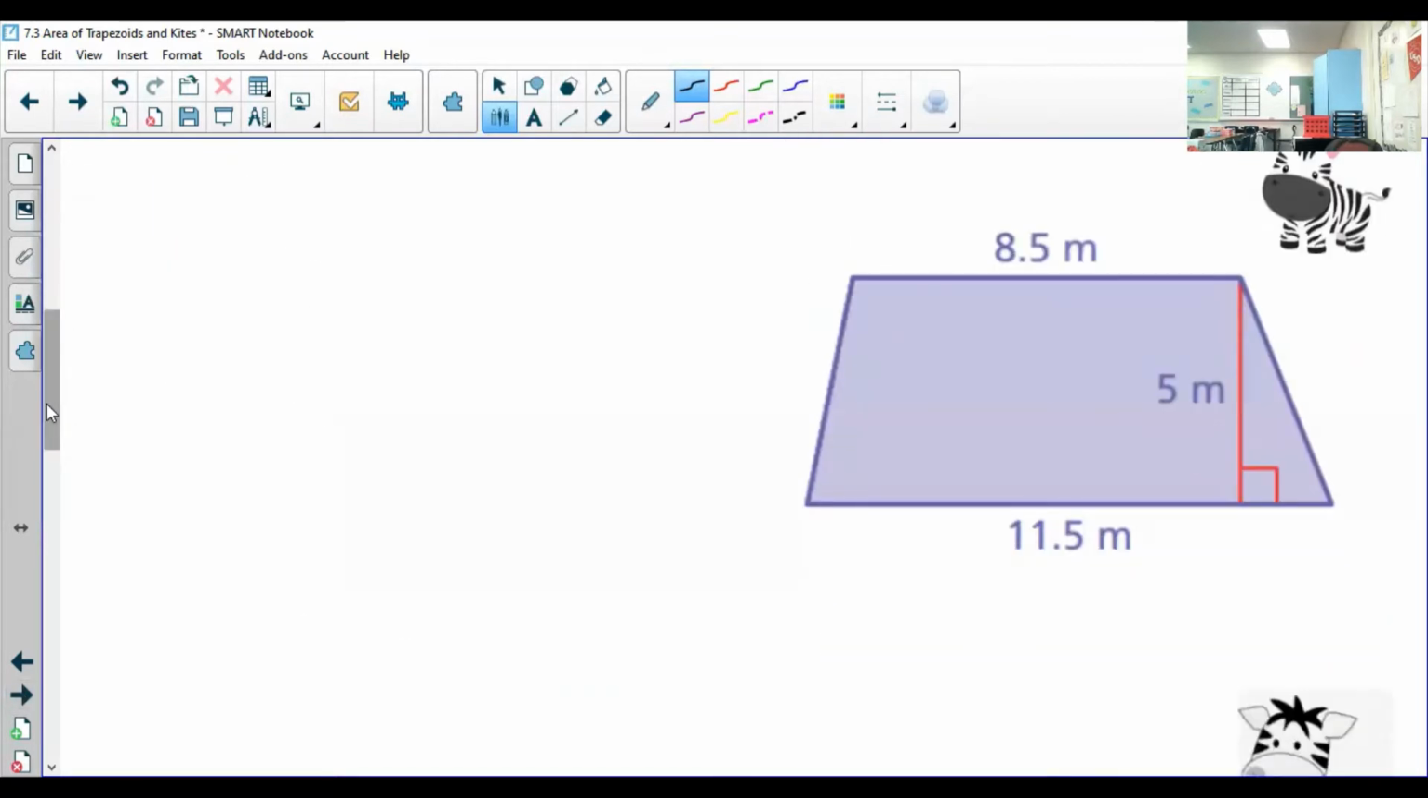Let's do another one. Area equals height times B1 plus B2 divided by 2.